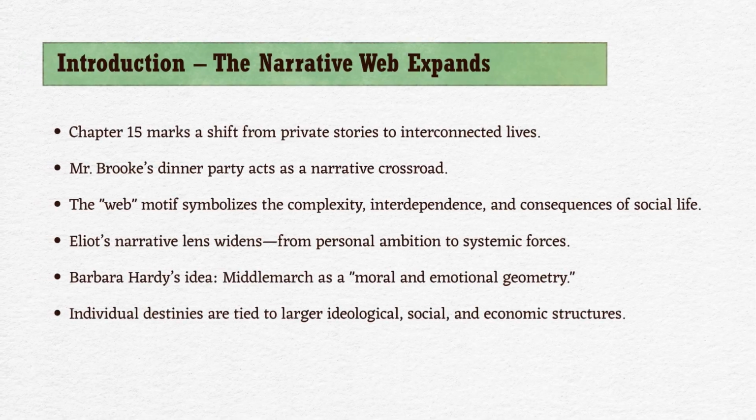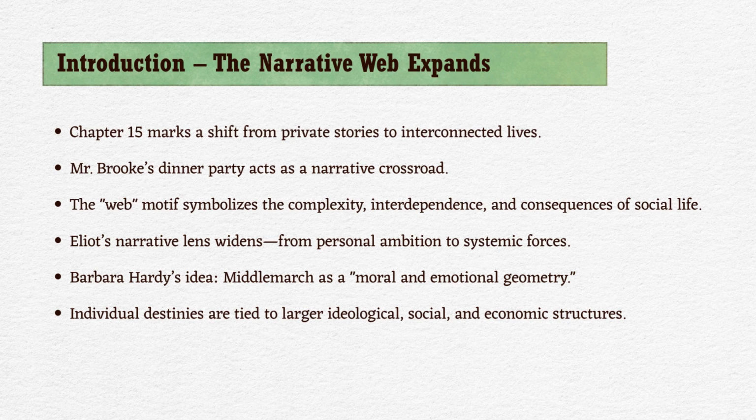So far, we've looked at Middlemarch's major themes: vocation, marriage, money, class, politics, science, religion, egotism, and how George Eliot carefully weaves these ideas into her characters' personal lives. But Eliot doesn't stop at portraying individual struggles. Starting from chapter 15, she deliberately expands the scope of the novel. Instead of following just Dorothea, Lydgate, or Casaubon, Eliot begins to interlace many lives together, showing us how private destinies are connected to larger social and economic forces. So let's explore how Middlemarch grows from personal stories into a richly interconnected web of human life.